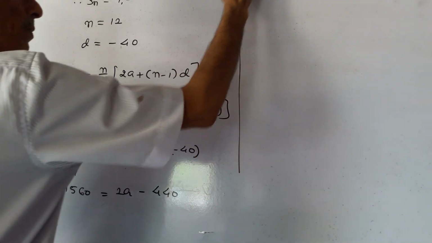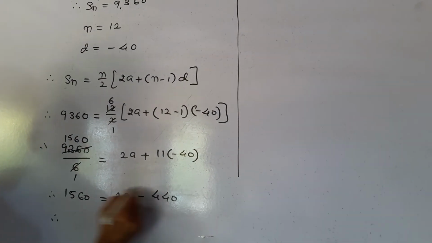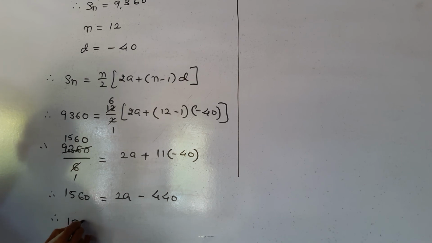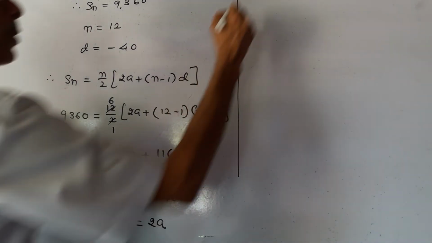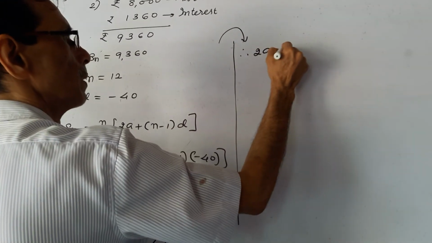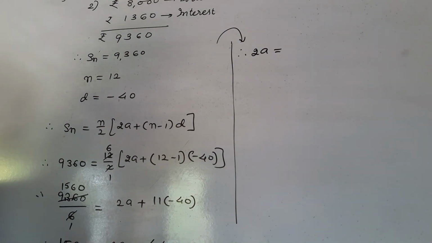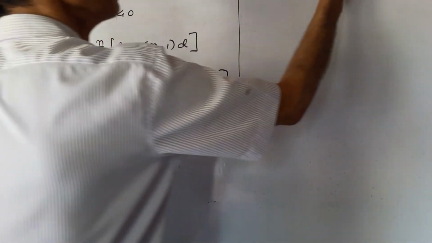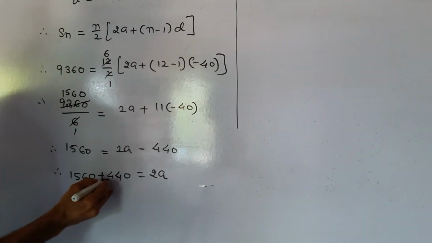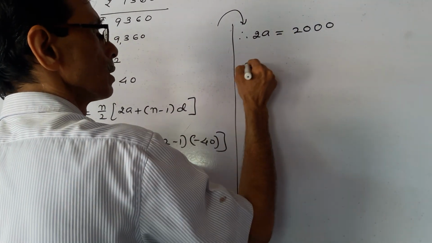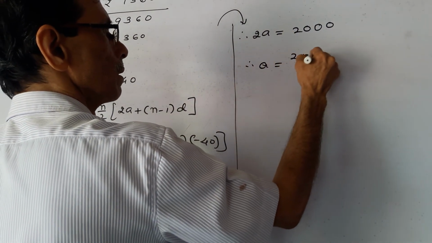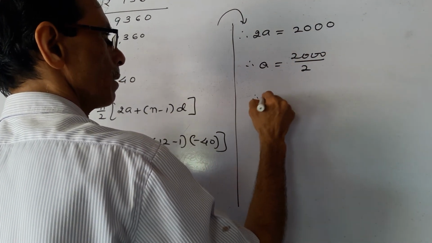And therefore minus 440 will become a plus. So 1560 plus 440, because a minus will become a plus. So 1560 plus 440 is equal to 2a. And therefore 0 plus 0 is 0. 4 plus 6 is 10, carry 1. So 5 plus 5 again 10, carry 1. So you get 2000, and therefore a is equal to 1000.